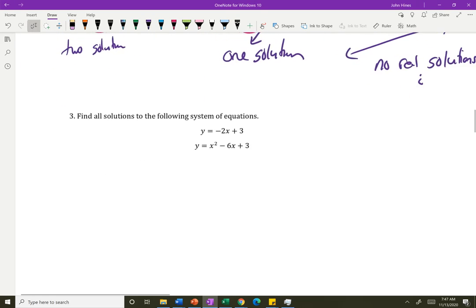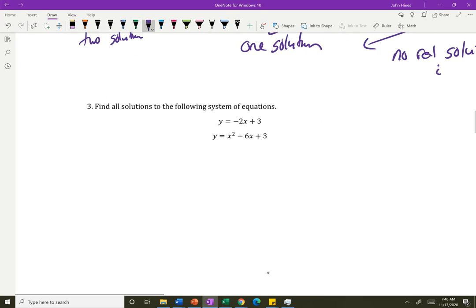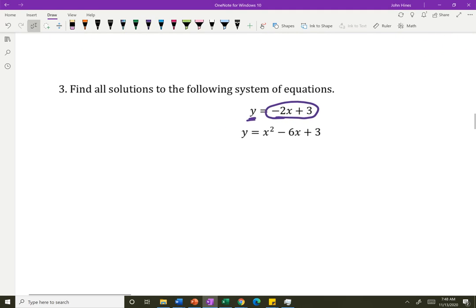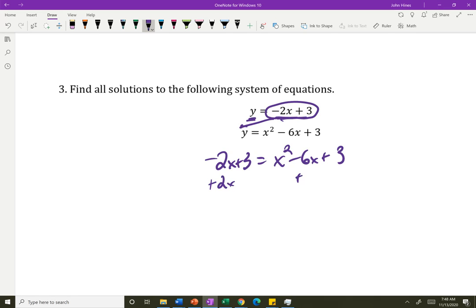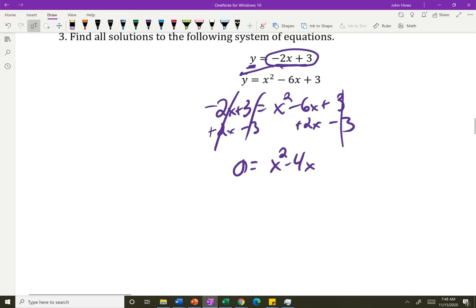So find the solutions to the system of equations. So y equals negative 2x plus 3. Wherever I see y, I'm now going to replace it with y equals x squared minus 6x plus 3. Add 2x over, minus 3, minus 3. Got it equal to 0. x squared minus 4x, that also goes to 0.